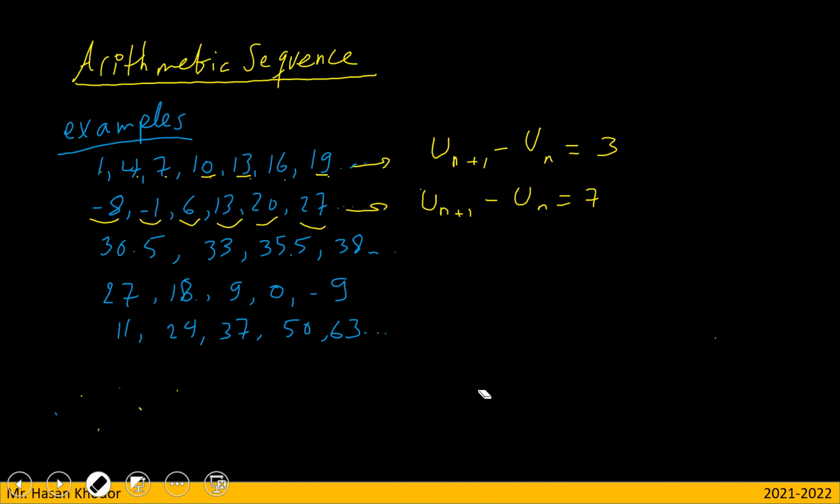Think. If we subtract every two consecutive numbers, we get 2.5. Excellent.